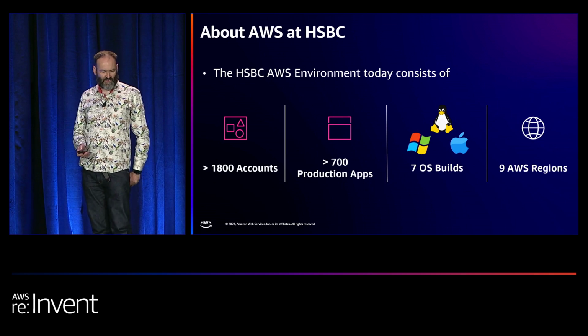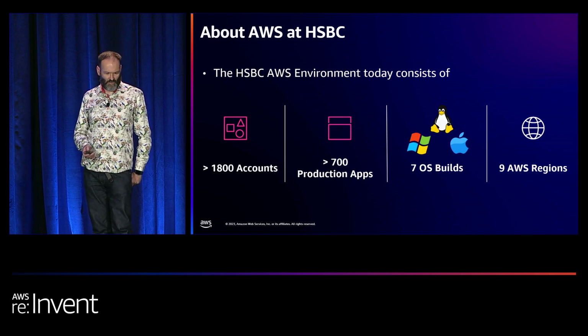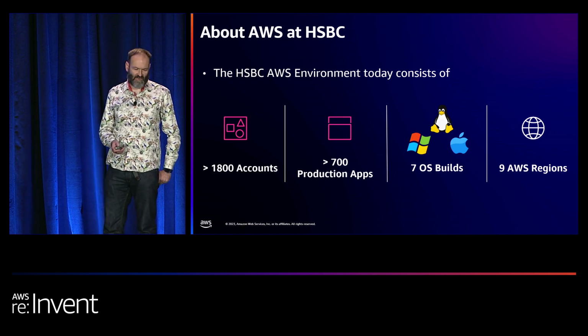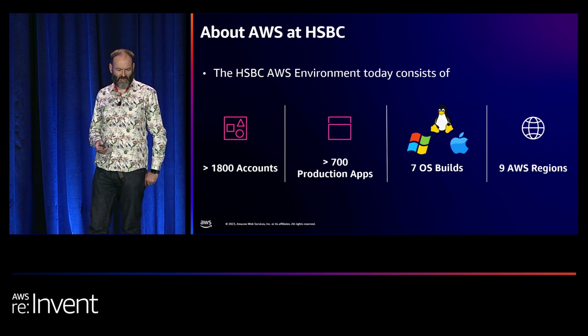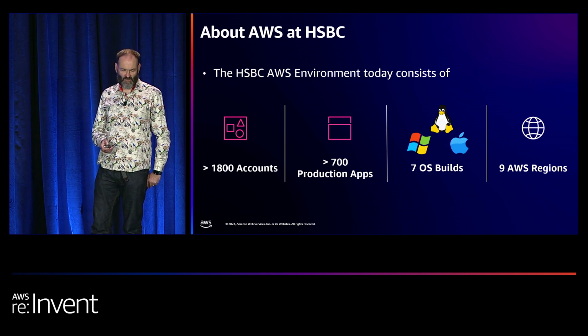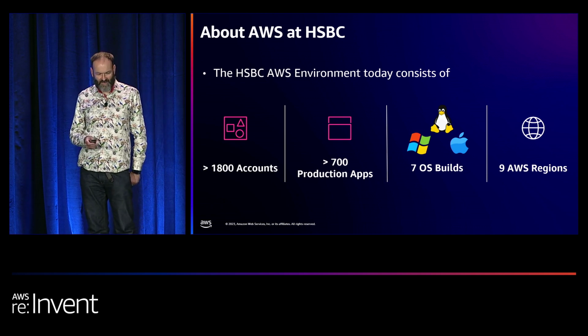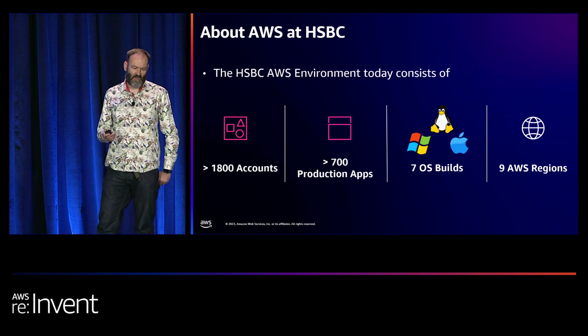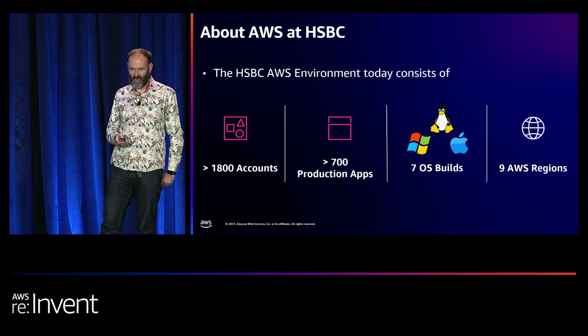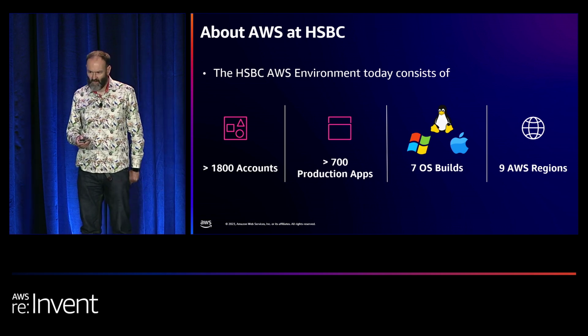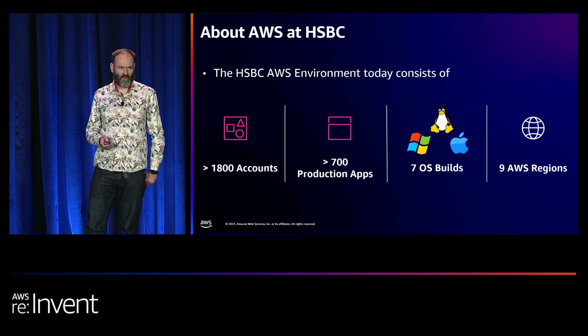So what does our AWS environment look like to support the hundreds of applications? We have 1,800 AWS accounts, supporting over 700 production applications, and we support at least 7 different operating system builds. Interestingly enough, we support Linux, we support different types of Windows, and we've just launched internally our production Mac build. And we support them across 9 different AWS regions.